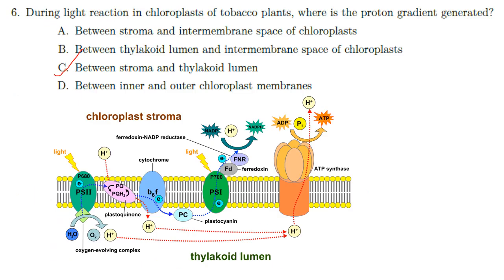Then next one, during light reaction in chloroplast of tobacco plants, where is the proton gradient generated? If you see the diagram, you can see that there is photosystem 2, where the oxygen evolving complex splits water, which leads to the accumulation of protons in the lumen.